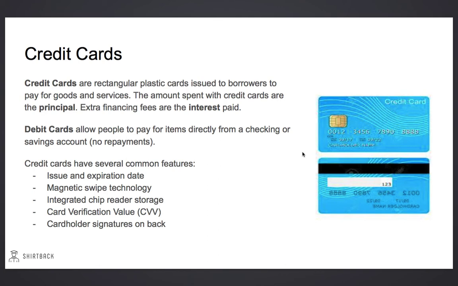Most modern credit cards have integrated chip reader storage. They're typically located on the front of the card, right above the account number. Credit cards also have CVV numbers. CVV stands for Card Verification Value. These are PIN numbers that are unique to each credit card. They're typically a 3 or 4-digit number on the back by the signature stripe. And all credit cards should also have the signature of the cardholder on the back.